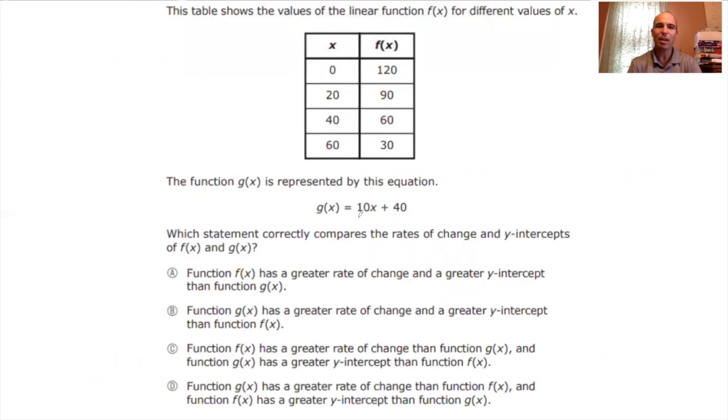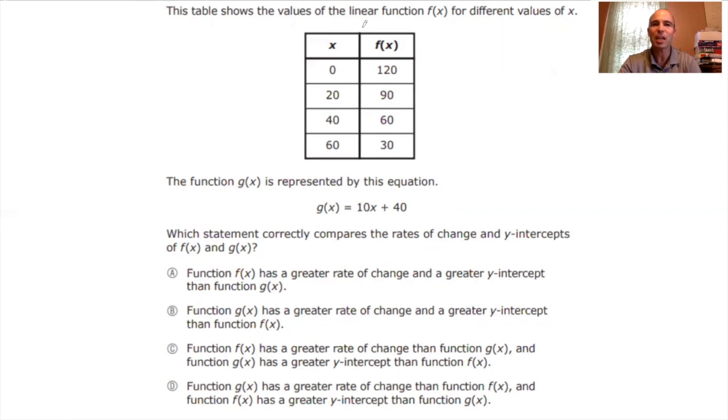Okay, all right. Which statement correctly compares the rates of change and the y-intercepts of f(x) and g(x)? This is a little tricky, right? We've got an f(x) equation and a g(x) equation. This is kind of straightforward. They tell you the slope and the y-intercept. You guys remember from our last lesson, it's all about y = mx + b in a million different ways. This is no exception, at least with g(x).